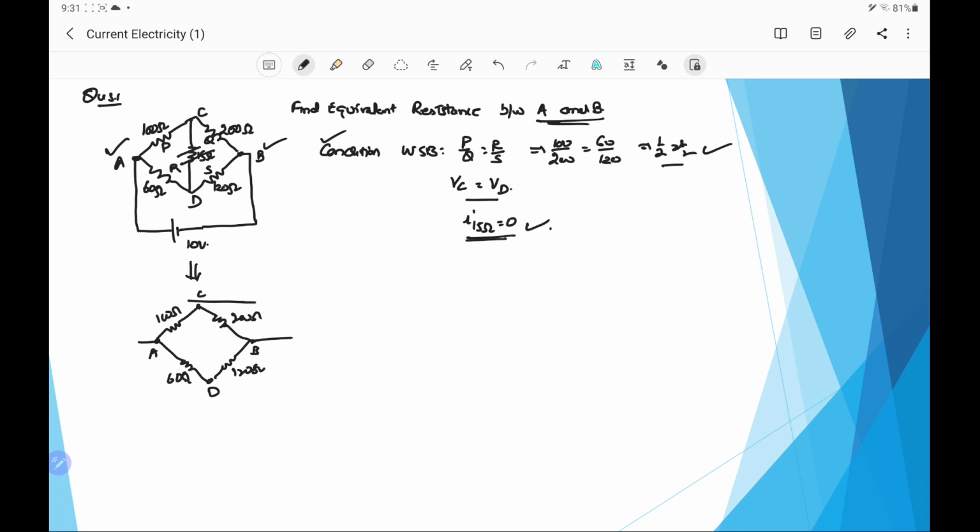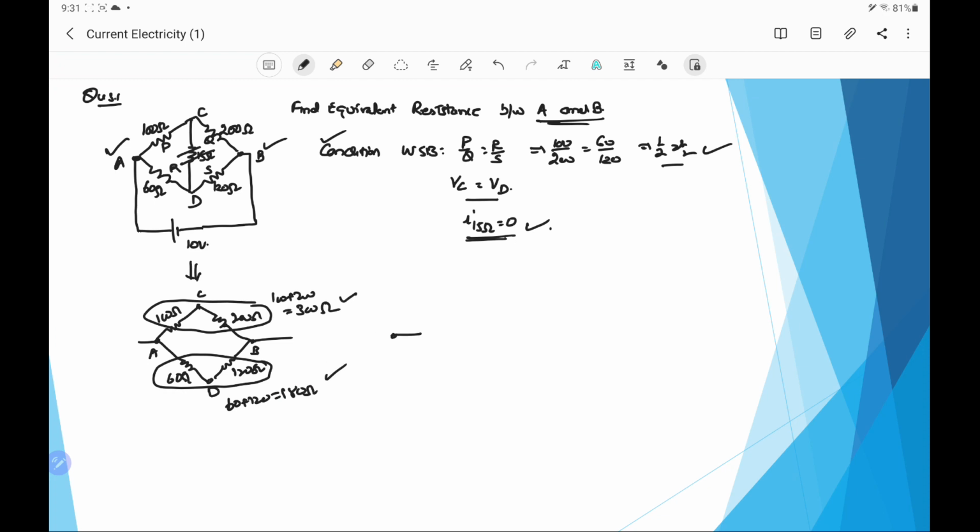So these two resistances are in series, and in series we directly add the resistances. So it is 100 plus 200, that is equal to 300 ohm. And here these two resistances are also in series, so their resistance will be 60 plus 120, that means 180 ohm. And these two resistances are in parallel.